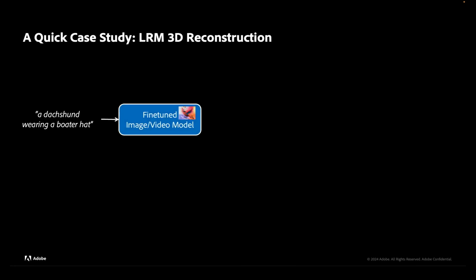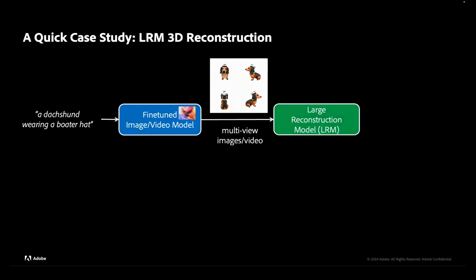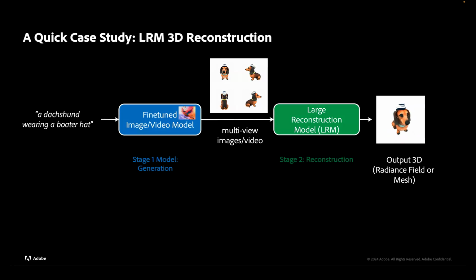And so the idea here is you can take a large foundational model like Firefly or an image model, and you can fine tune it to do multi-views. So in this case, you can take a text prompt like a dachshund wearing a boater hat, and you can generate multi-view images. So here's our multi-view example of this dog, and you can feed it through a large reconstruction model, which is a separately trained large foundation model. And this will fuse things into an output. And this can be a radiance field, which could be a mesh or a Gaussian splat. I think in this case, it's a mesh, but we also do Gaussian splats and NeRFs. So there's many different formats that this can go to.